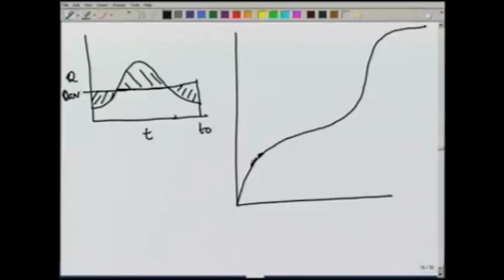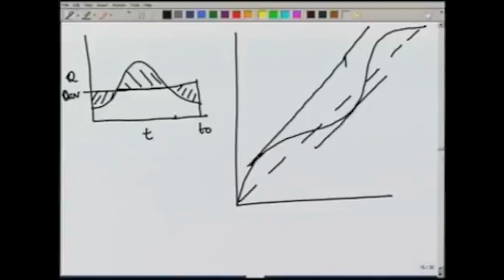In order to find out this capacity, this is the average flow rate. What we do is we draw lines parallel to this, and then the difference between these two lines is the required storage.